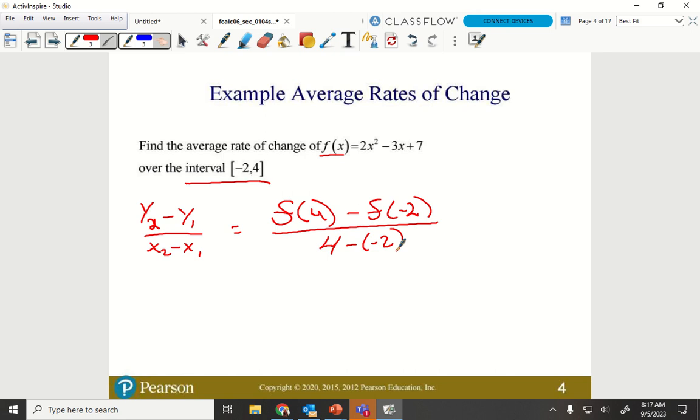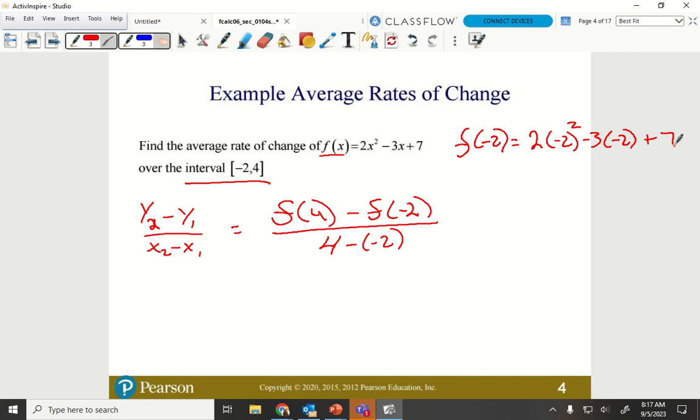So the top part, those are my y's, right? Okay. So now, to figure out the coordinate of this, let's go over here. So f of -2 is equal to 2(-2) squared minus 3 times -2 plus 7. That's how you get the y value, by plugging in your x.